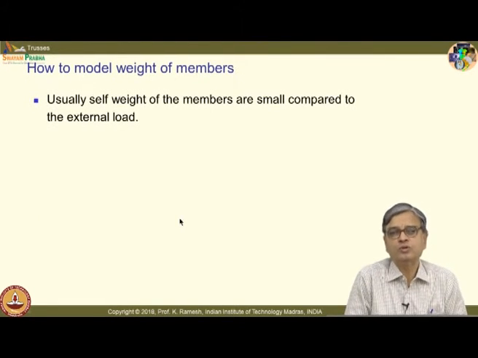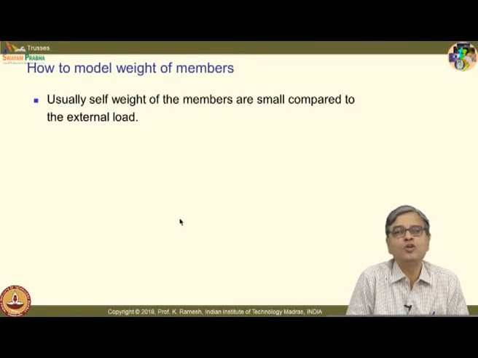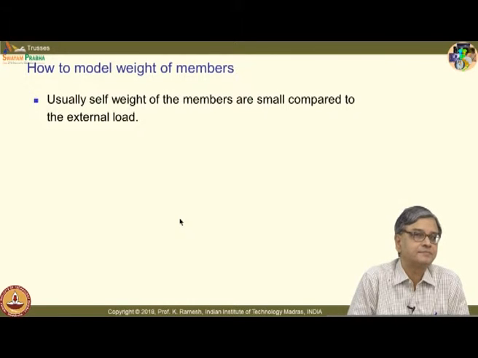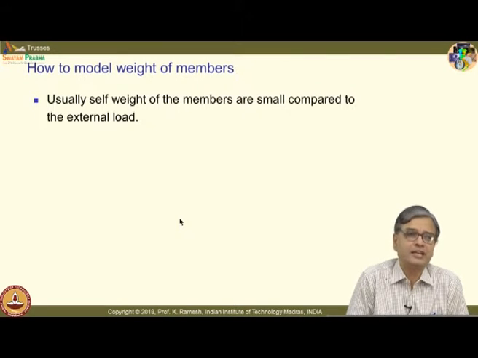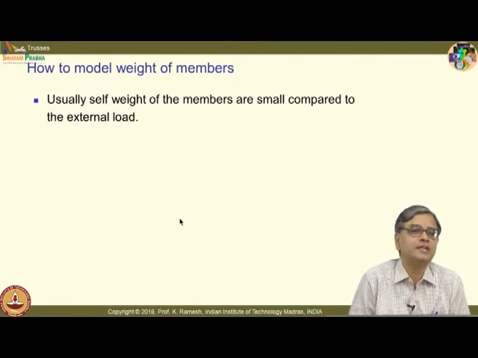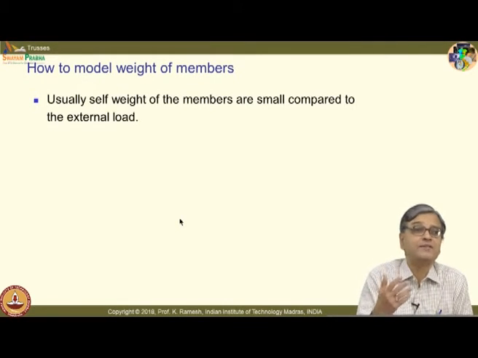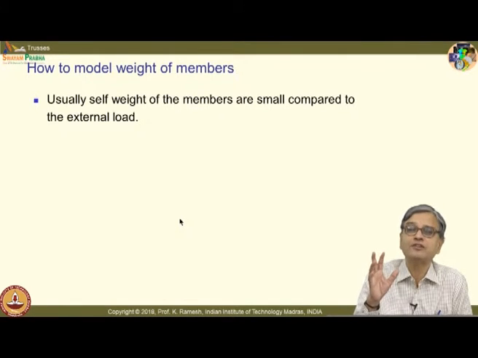Then we move on to another important aspect which we have ignored: how to model weight of members. Just modeling the weight of members may not be a real issue. See, if you go to western countries where you have very cold temperatures and you usually have snowfalls on all the roofs, snow could be very heavy, and depending on the intensity, you may have to design the roof truss so that you take into account the effect of snow in some way.